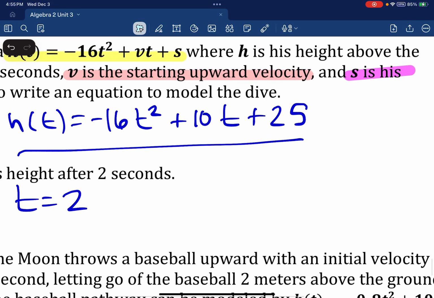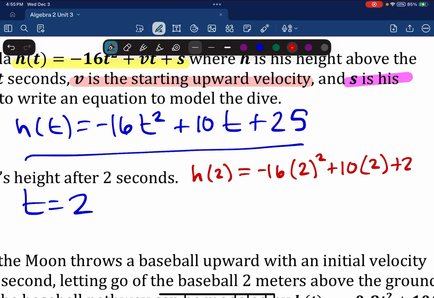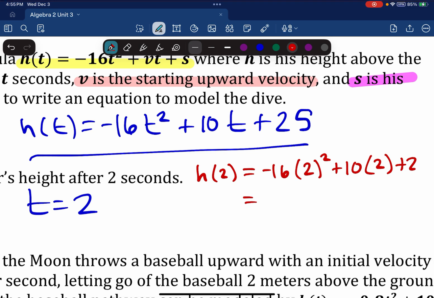So what is h when t is 2? We're going to take the equation we just wrote, and we're going to substitute 2 in the place of t. So the left side's a label, the right side is the side we're calculating. So this will be our h, and when we calculate this, negative 16 times 2 squared, plus 10 times 2 plus 25, that turns into negative 19.